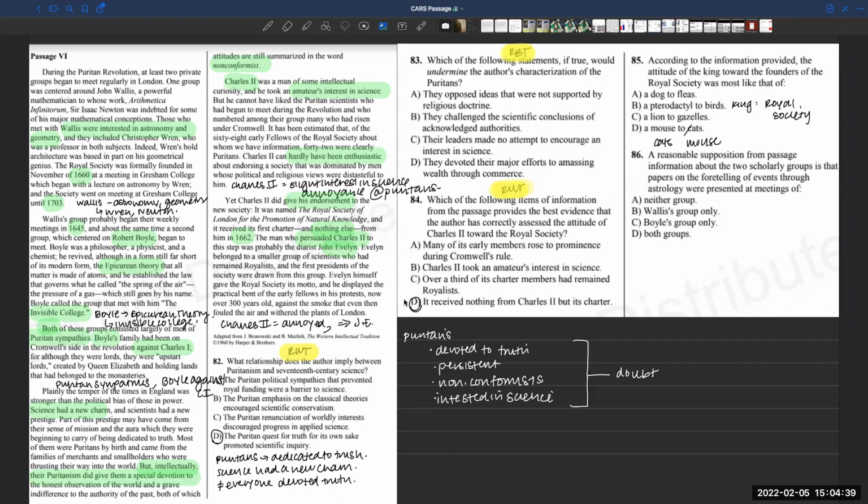So remember, killing or completely getting rid of the Royal Society is not the king's intention. He was just irritated. So I really like a dog to fleas. So nice work here. And this is reasoning beyond. All right, 86.